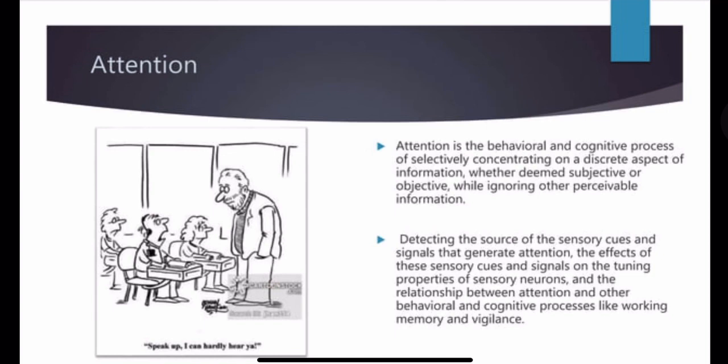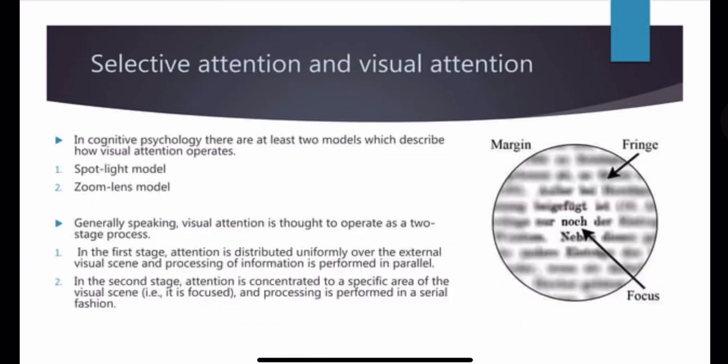Detecting the source of sensory cues and signals is involved in the generation of attention. The effect of sensory cues and signals on the properties of sensory neurons is related to the relationship between attention and other behavioral cognitive processes like working memory and vigilance.